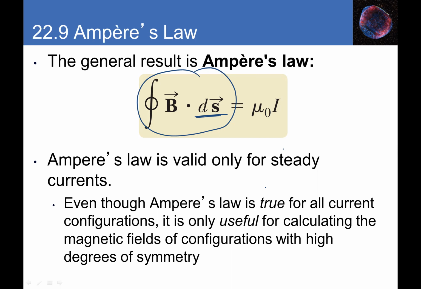Well, because if the symmetry is not high, that means this derivation can be as tedious as Biot-Savart Law. There's really no advantage of us using this equation at all. But for problems with a high degree of symmetry, this becomes super useful. You can calculate the same thing in only a few steps.